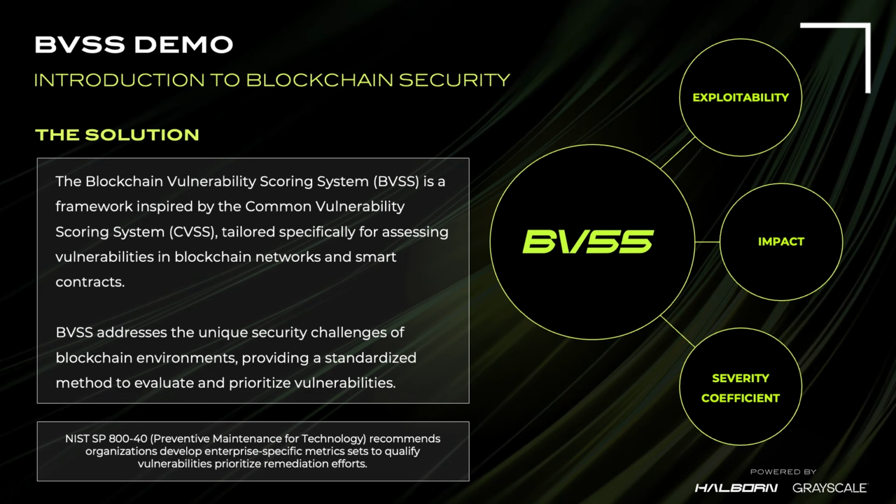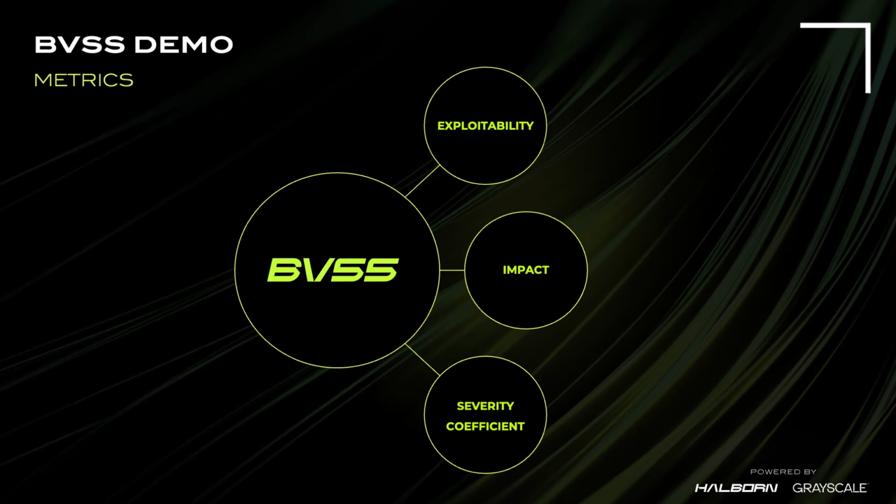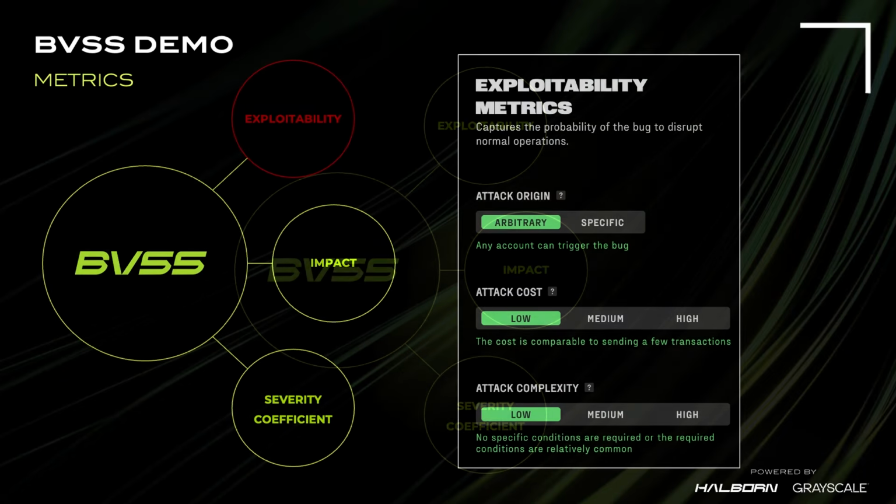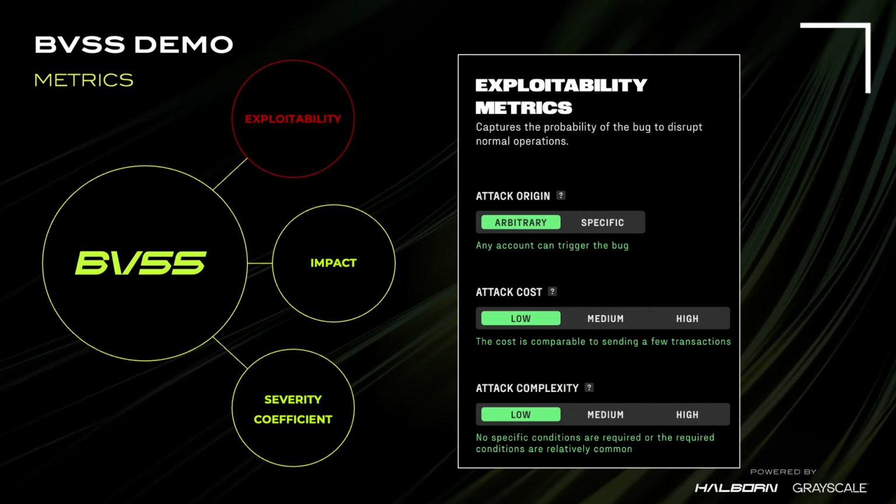We are trying to provide a standard way of categorizing the severity of those issues. For BVSS, we decided to go with 3 different groups of metrics, which are exploitability, impact, and coefficient severity, okay? Let's talk about exploitability first, okay? Exploitability is basically the probability of a bug affecting your system, okay?